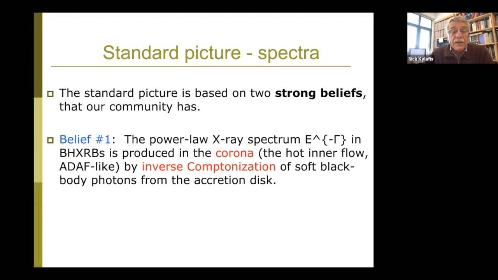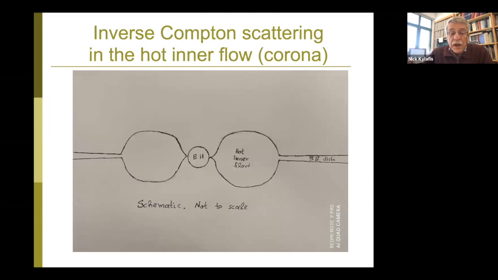Let me give you a schematic. I wish I had the abilities of Antoine to make beautiful graphs with the computer, but I'm too old for that and I will probably never learn. So I did it by hand. Here's the black hole. And the outer part of the flow is a thin accretion disk called Shakura-Sunyaev. And the inner part of the disk is a thick, geometrically hot inner flow.